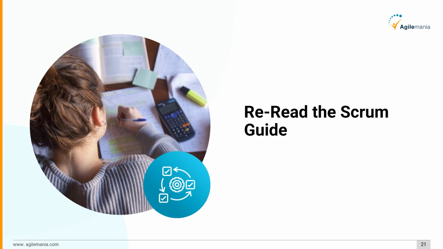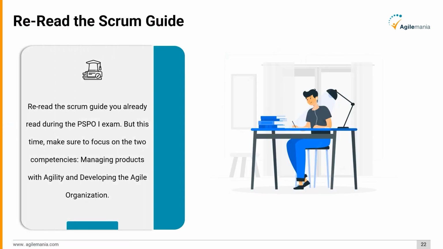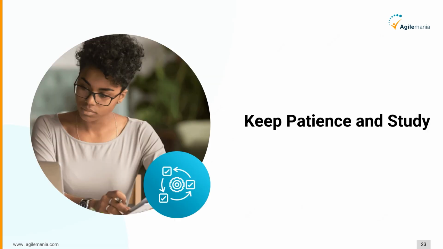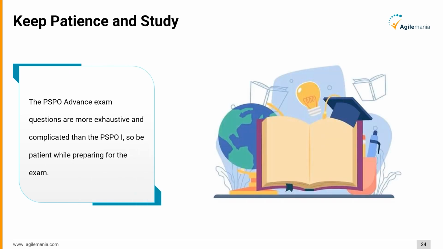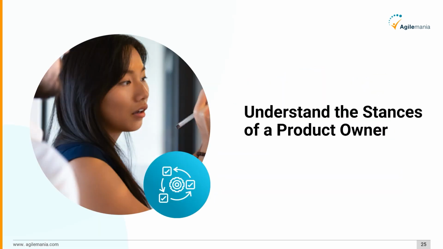2. Reread the Scrum Guide. Reread the Scrum Guide you already read during the PSPO I exam. But this time, make sure to focus on the two competencies, managing products with agility and developing the Agile organization. 3. Keep patience and study. The PSPO Advanced exam questions are more exhaustive and complicated than the PSPO I, so be patient while preparing for the exam.